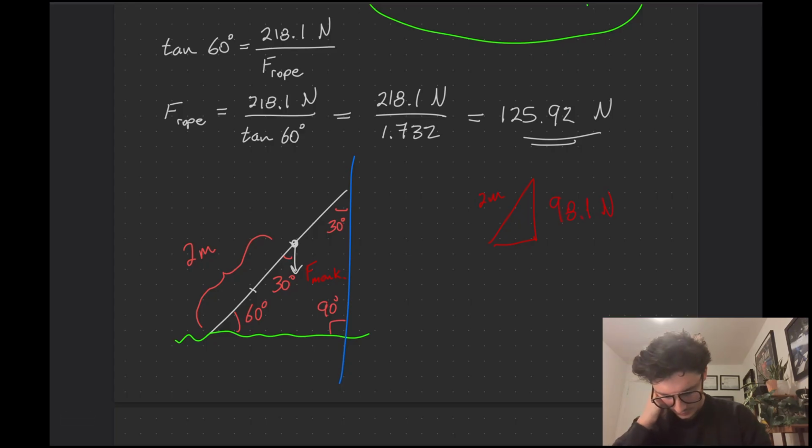But we can't do this because these units don't work. If we have an angle theta, which is 30 degrees, we have adjacent over hypotenuse, which is cosine. Cosine is going to be 98.1 newtons over 2 meters. No, it's not going to work. We can't use 2 meters. I mean, we should.